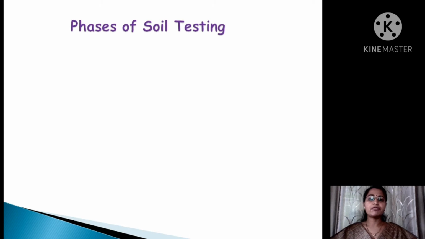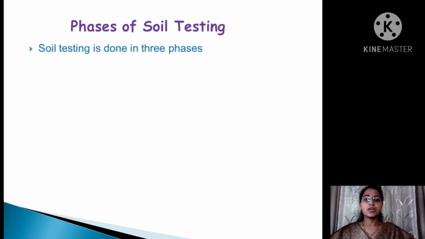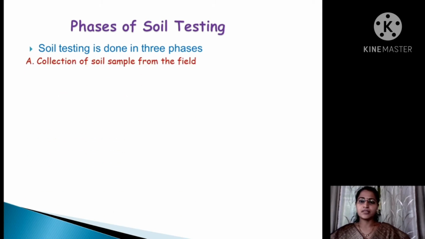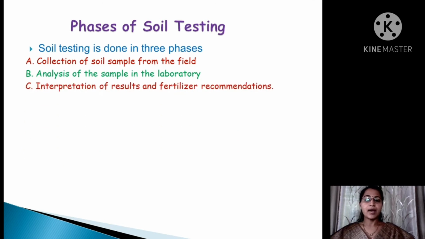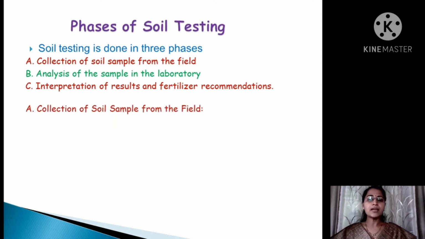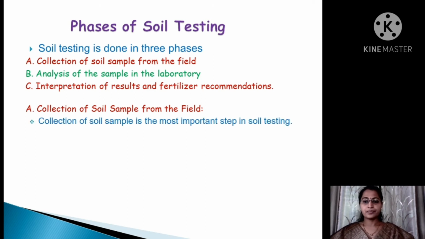Then we are going through the phases of soil testing. Soil testing is done in 3 phases. First phase, collection of soil sample from the field, while second one is the analysis of the sample in the laboratory and interpretation of results and fertilizer recommendations. Now we go through the first phase, that is collection of soil sample from the field.